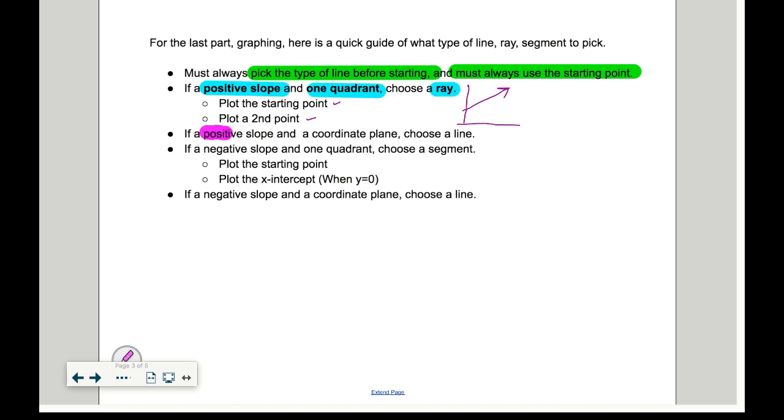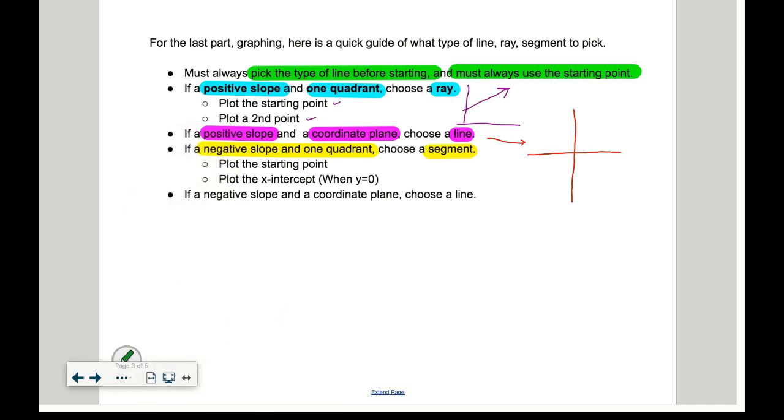If it's a positive slope in a coordinate plane, that's where you use a line. You still do the same thing as above: plot the starting point, plot your second, but this time it's a line. When I talk about a coordinate plane, you're going to see the whole coordinate plane. That's what it means. We have not seen the negative slope in this example, and we won't at this point, but if you have a negative slope in one quadrant, that's where you choose a segment.